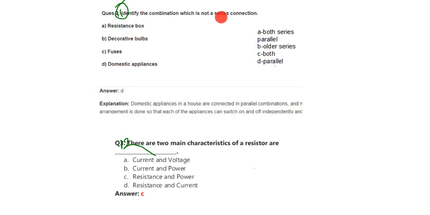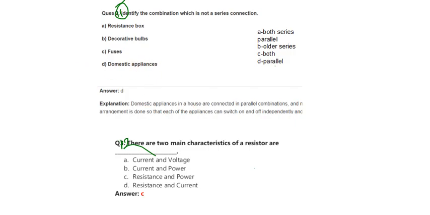Identify the combination which is not a series connection. A resistance box can be both parallel and series connection. Decorative lights were used in series connection but in modern times use parallel connections. Fuses are both parallel and series. Domestic appliances use resistors in parallel connection. So the answer is D.